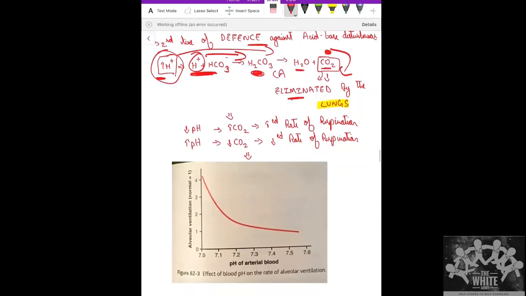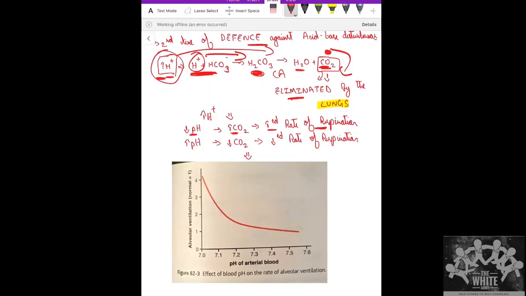So we see that if there is a decrease in pH, there is an increase in CO2. Decrease in pH means there is an increase in H+ concentration. If there is an increase in H+ concentration, there is an increase in CO2. If there is an increase in CO2, it will act on the receptors, central as well as peripheral, like J receptors in the periphery and central medullary receptors. It will act and increase the rate of respiration.